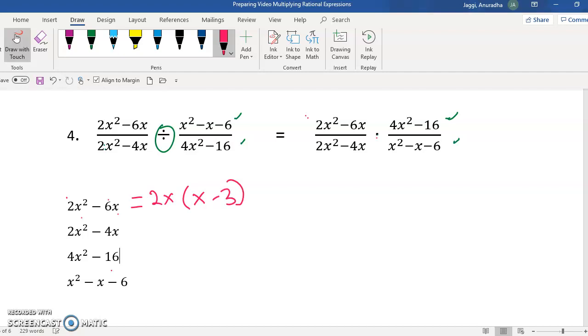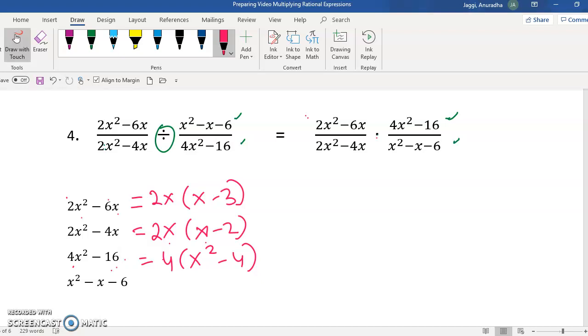Similarly here, 2x can be pulled out. It's a greatest common factor, and what remains inside is x minus 2. You can check 2x squared and then minus 4x. And here 4 goes into 16. There's no variable that I can take out. So 4x squared minus 4 goes into 16 4 times.